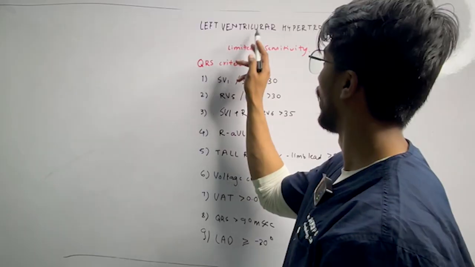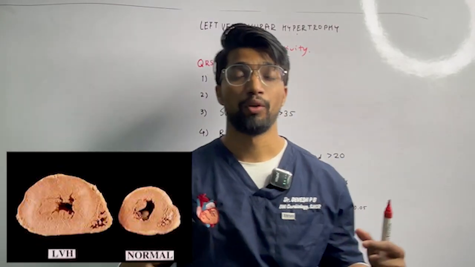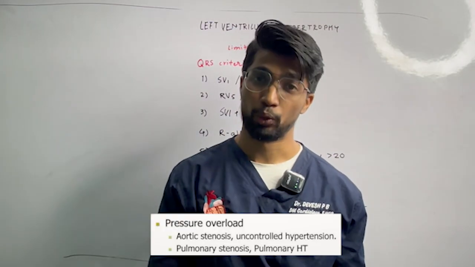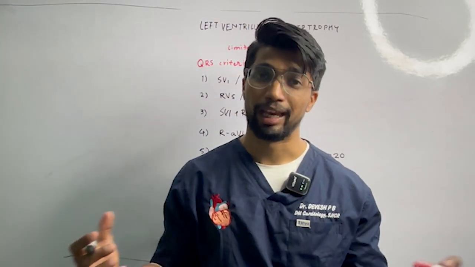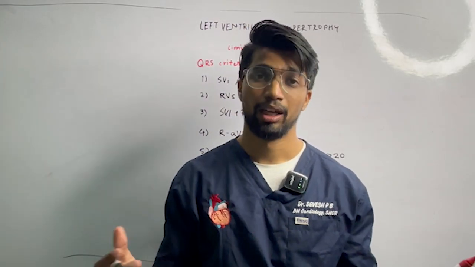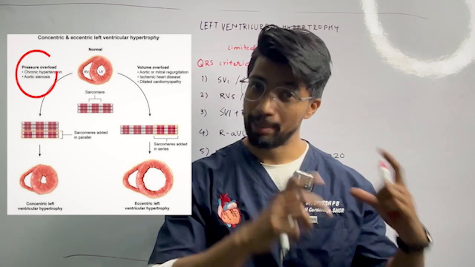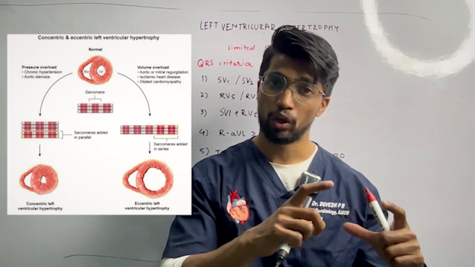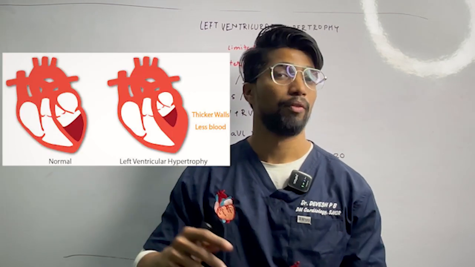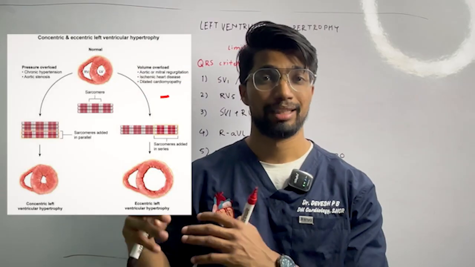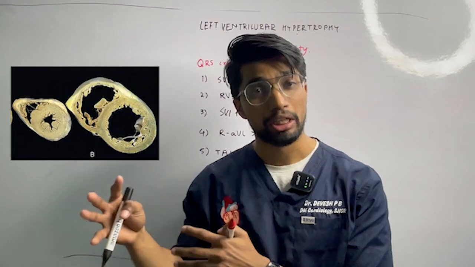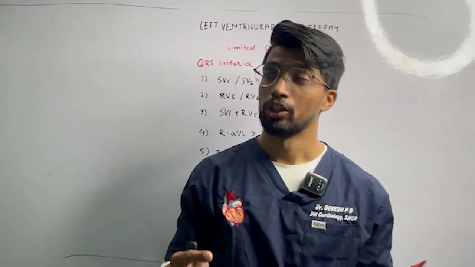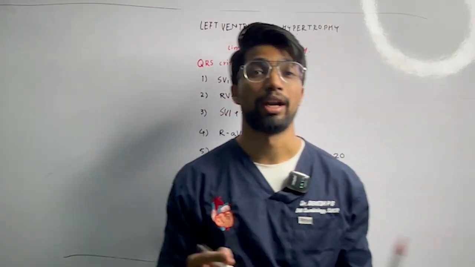When we talk about LV hypertrophy, the left ventricle can undergo either pressure overload or volume overload. Whenever there's some overload, the LV muscle mass also increases. With pressure overload, the muscle mass increases, but the size of the ventricular cavity remains the same. But with volume overload, the muscle mass as well as the internal volume of the left ventricle increases. That is why we call it left ventricular hypertrophy.